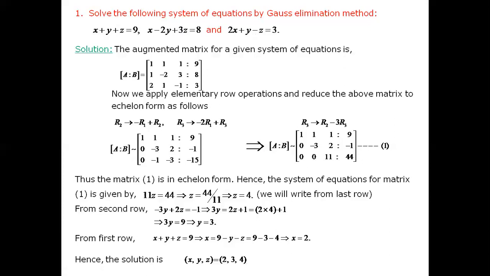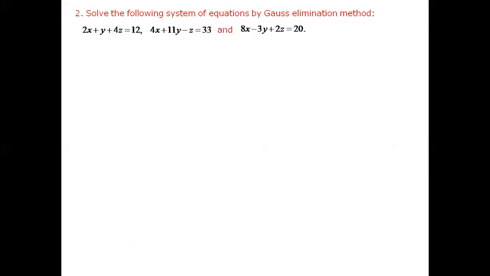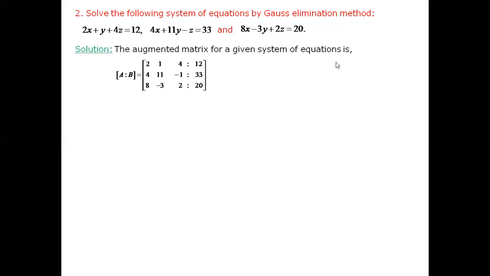So let us continue. I'll take one more problem, the second one. Solve the following system of equations by Gauss elimination method. So these are the 3 equations given. As usual, the first step is the augmented matrix for the given system of equations, A colon B. The first equation gives the first row.